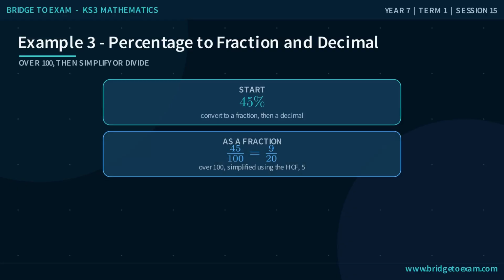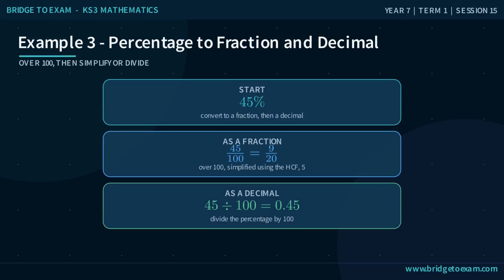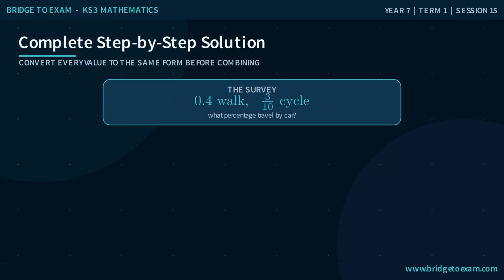Now, starting from a percentage, convert 45% to a fraction and to a decimal. Write it over 100 first, 45 over 100, then simplify using the HCF of 45 and 100, which is 5, giving 9/20ths. For the decimal, divide the percentage by 100 directly. 45% is 0.45.